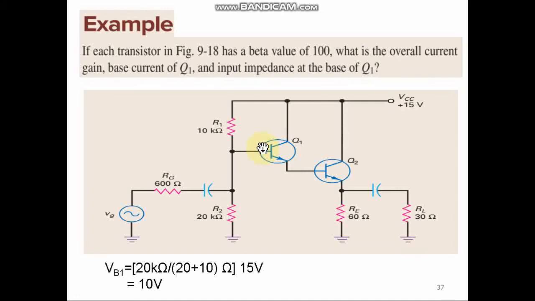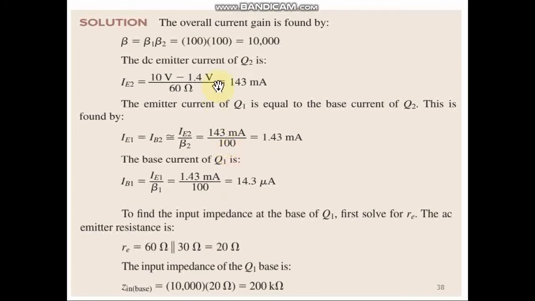First of all, to find out the DC values, VB1. We want to find out VB. So consider this capacitor as open. So it is 20 upon 20 plus 10 into 15. So that is 10 volt. So here VB1 is 10 volt. The overall current gain is beta equal to beta 1 into beta 2, that is equal to 10,000.